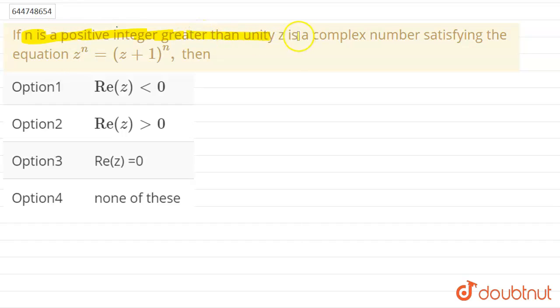Hello guys, in this question we are given that if n is a positive integer greater than unity, and z is a complex number satisfying the equation z to the power n equals (z plus 1) to the power n, then we have to find what is the real value of z. So let's proceed with the solution.